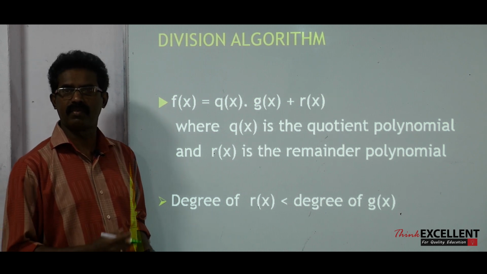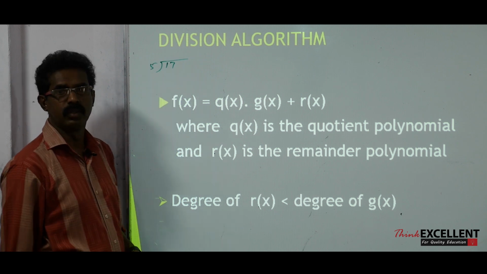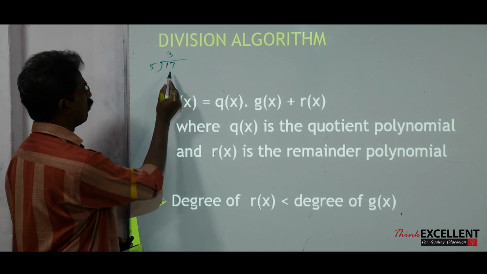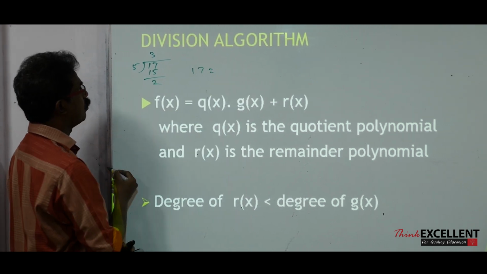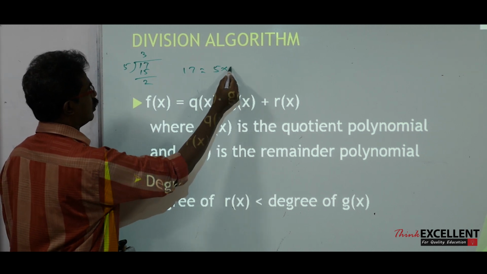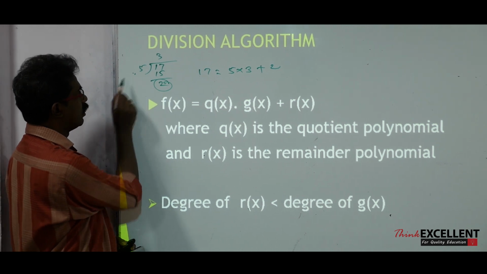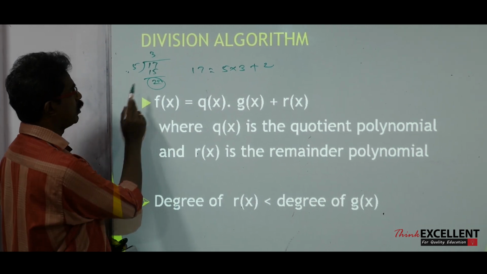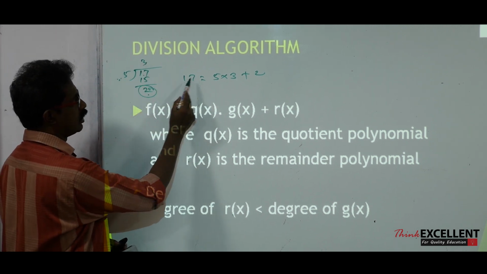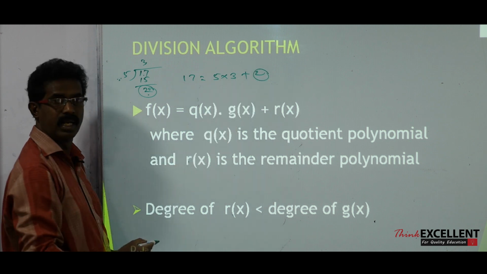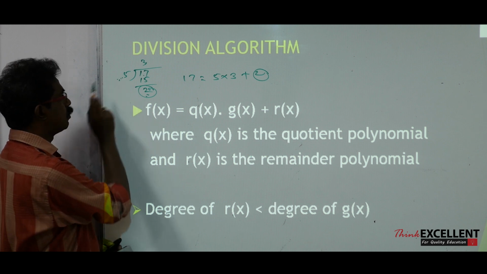In the lower classes, you studied it for numbers. For example, 17 if you want to divide by 5. You know the quotient is 3. 5 3s are 15, the remainder is 2. So 17 can be written as 5 into 3 plus 2. And the remainder 2 is less than 5. Remember two things: 17 is equal to 5 into 3 plus 2, 2 is the remainder, and the remainder is less than 5. It can be 0, and it must be less than 5.